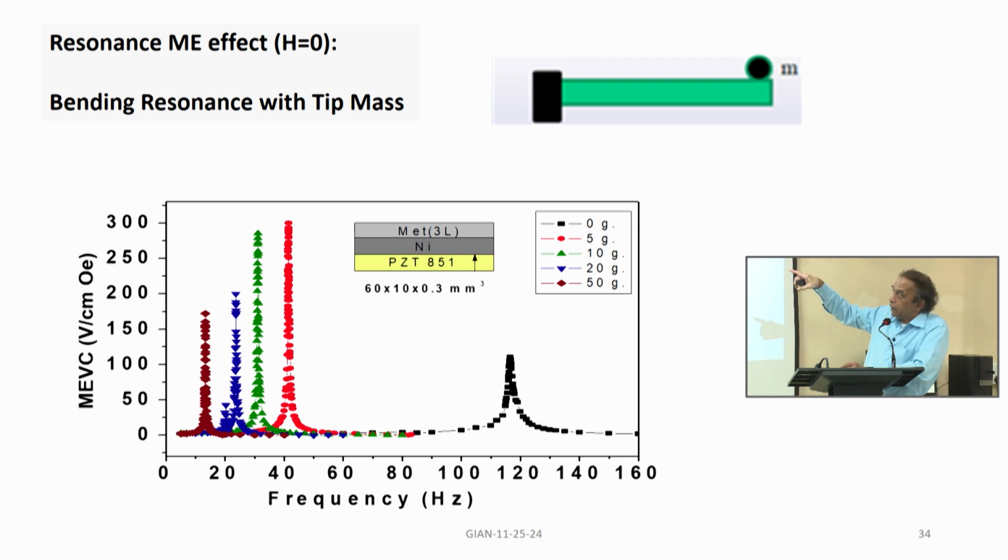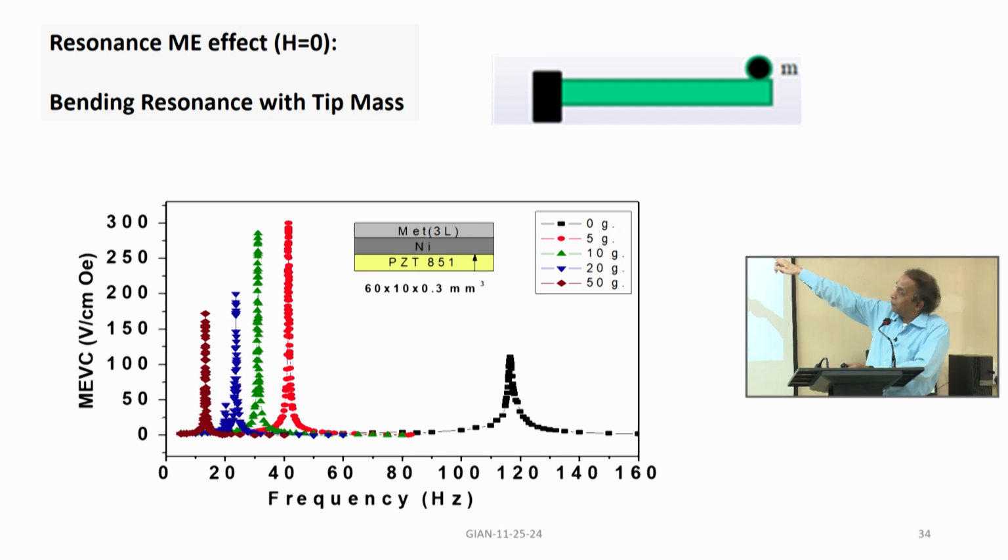This sample contained PZT, a layer of nickel and another layer of Metglas. So the ferromagnetic layer has two different materials. One is nickel, the other is Metglas, with three layers of Metglas. Each layer of Metglas is 25 micron in thickness. So it's 75 micron Metglas, and it's attached to PZT. These attachments were with a quick dry epoxy or some kind of bonding medium.